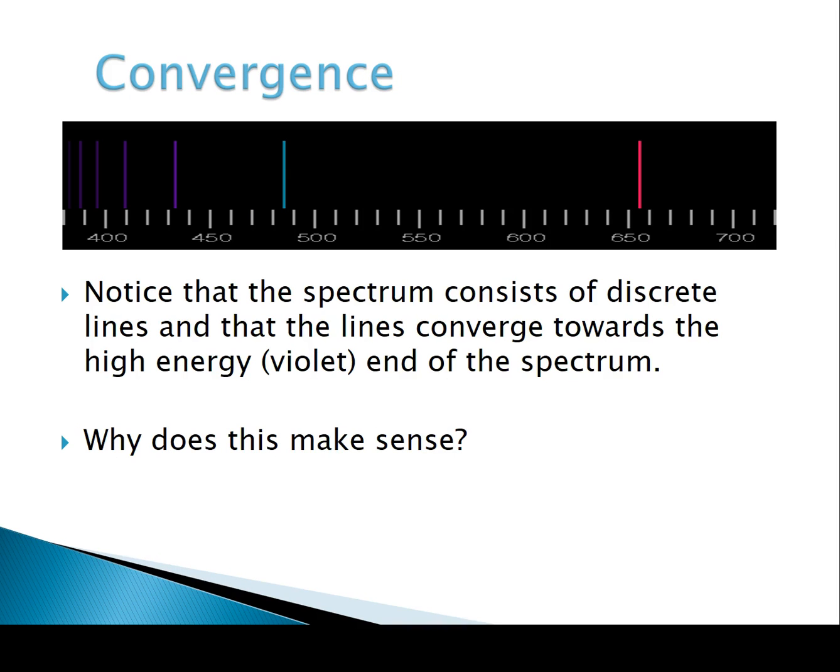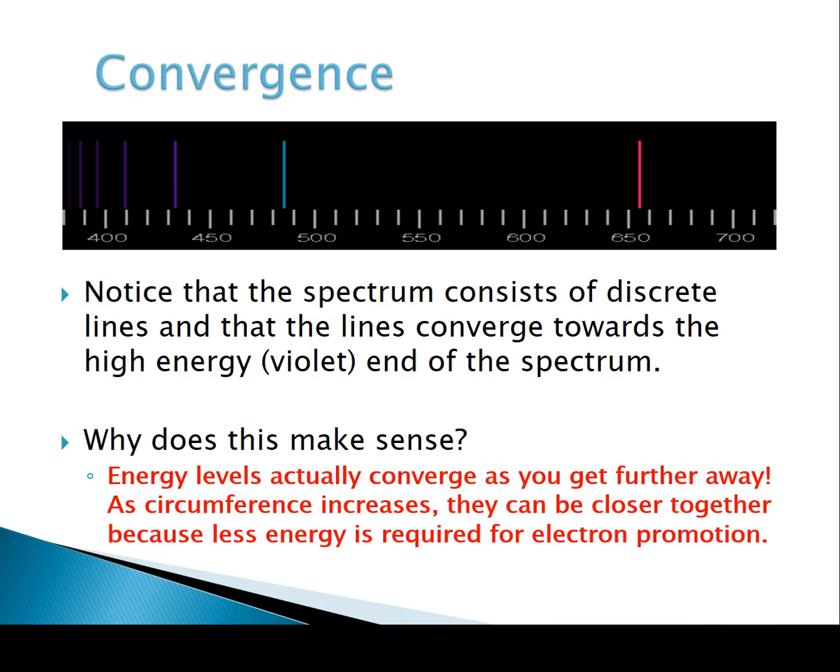All right, so convergence. Look at the spectrum we have here. Notice that as we move from the lower energy end of the spectrum to the higher energy end of the spectrum, the lines become closer together, or they converge. Now, why does this happen? Well, in real life, the energy levels in atoms actually do converge as you get farther away from the nucleus. As the circumference of the atom increases, the energy levels become closer and closer together because less energy is required to promote an electron to a more excited state.